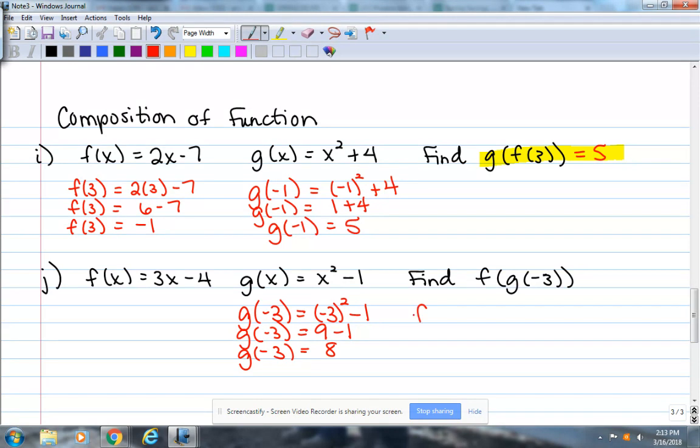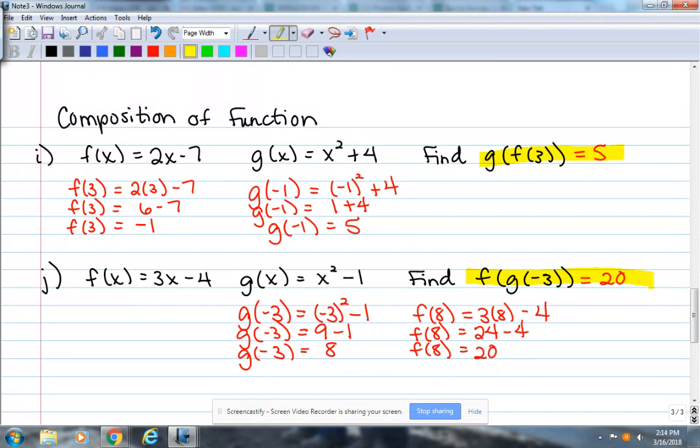So now I'm going to find f of that. So every time I see an x in the f function, I'm plugging in an 8. So 3 times 8 is, and 24 minus 4 equals what? 20. Y'all understand working from the inside out? Okay, so you start with the inside function. If you have a number in parentheses, you plug that into the inside function, and you plug that answer into the outside function.